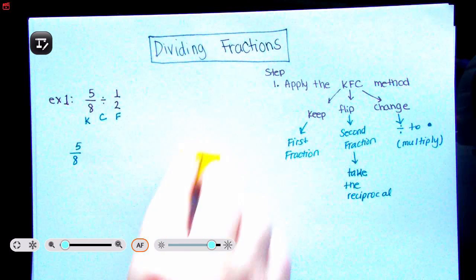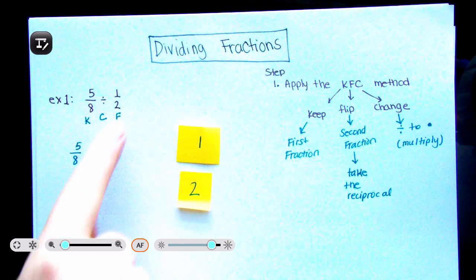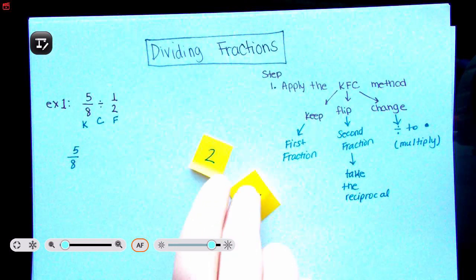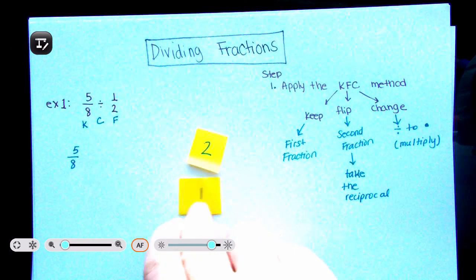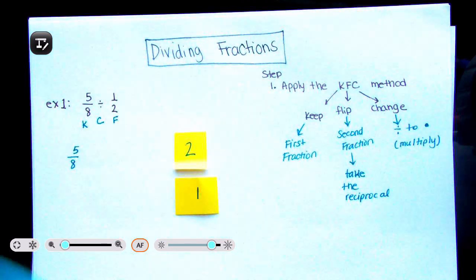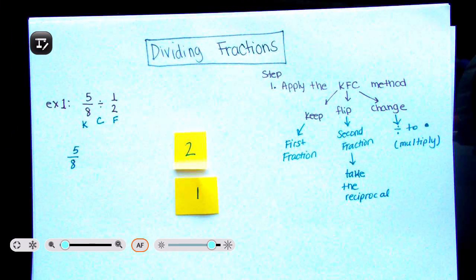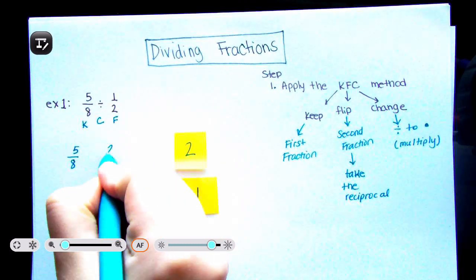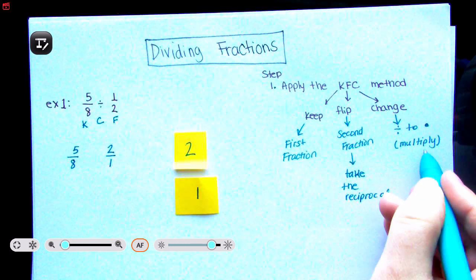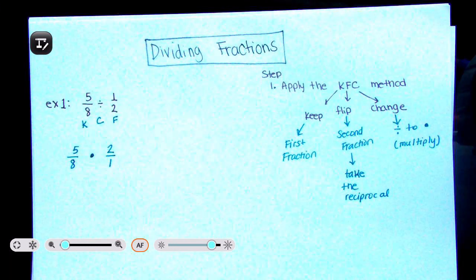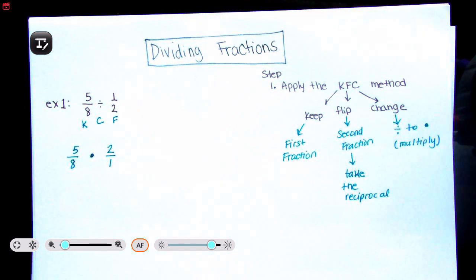Again, let me show you. So that's my original fraction. I'm going to flip it by flipping it this way. So I have 2/1 now. So I'm going to keep my first fraction, flip my second fraction, and change my sign to multiply. From here, you're going to apply step number 2.